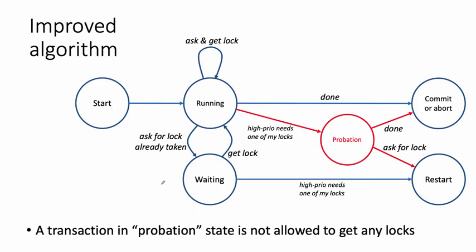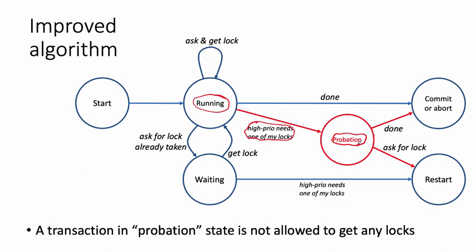So this leads to an updated state diagram. This is our state diagram. The transaction is running, very nice, minding its own business, and then some high priority transaction comes along and needs one of my locks. Oof. Well, I don't restart right away. I keep running, but I go into a special state. I call it the probation state. This is the marked state. And I'm still running.